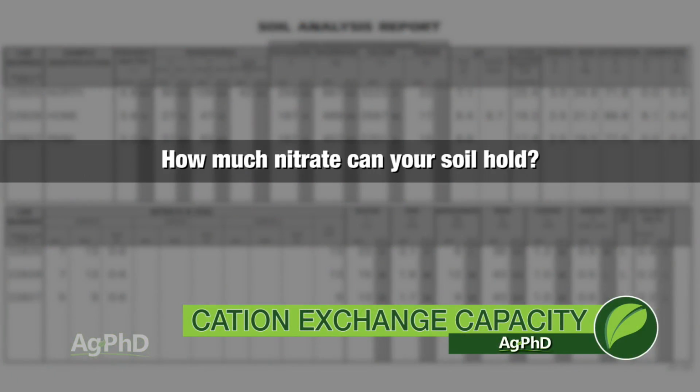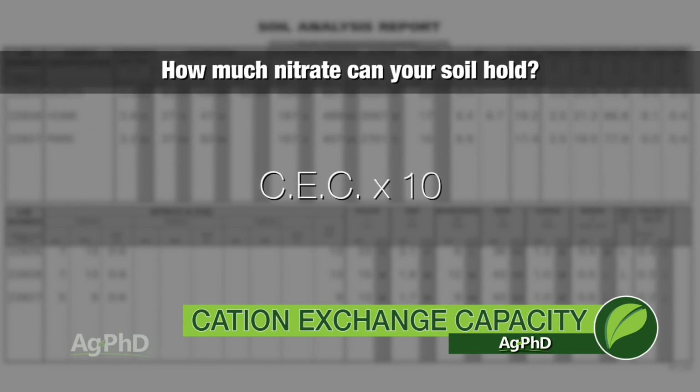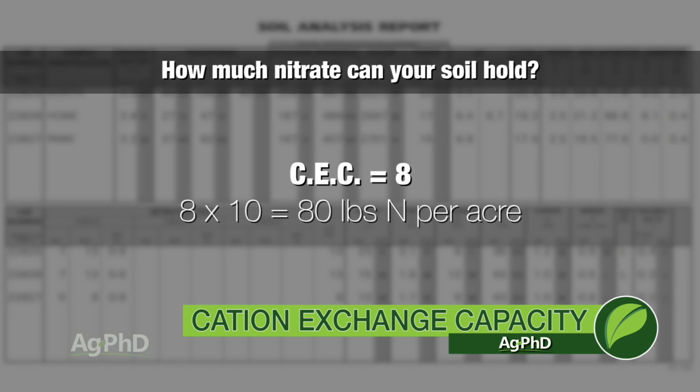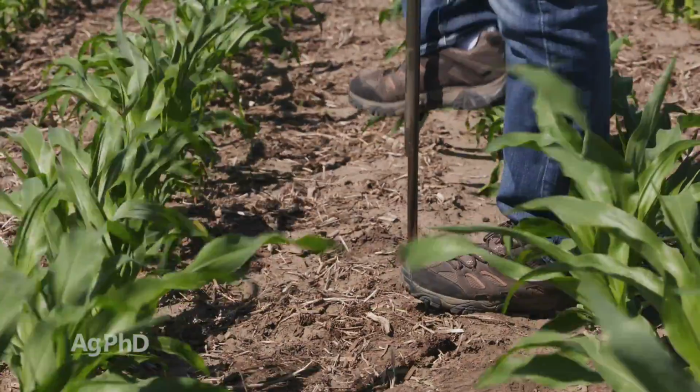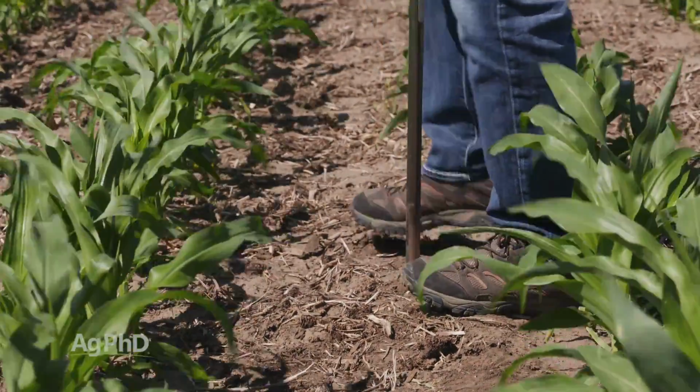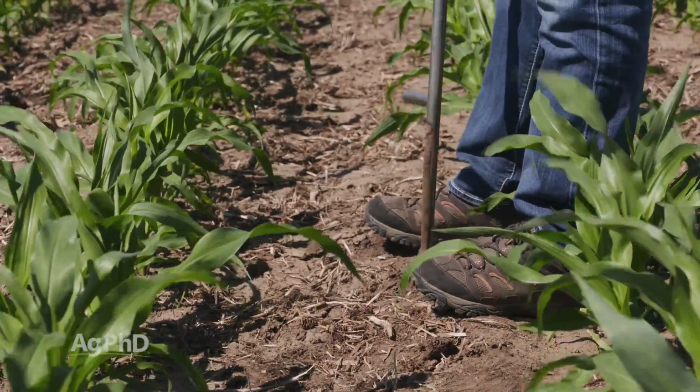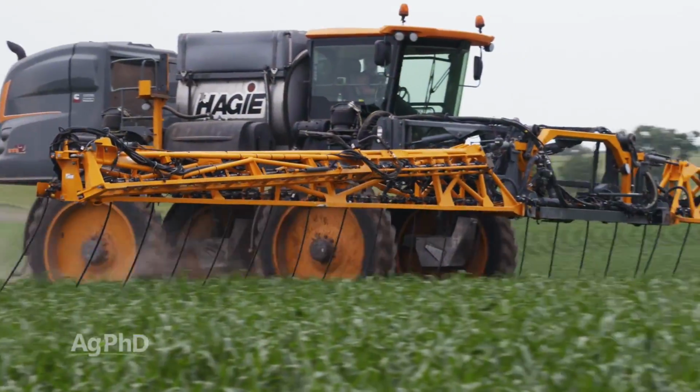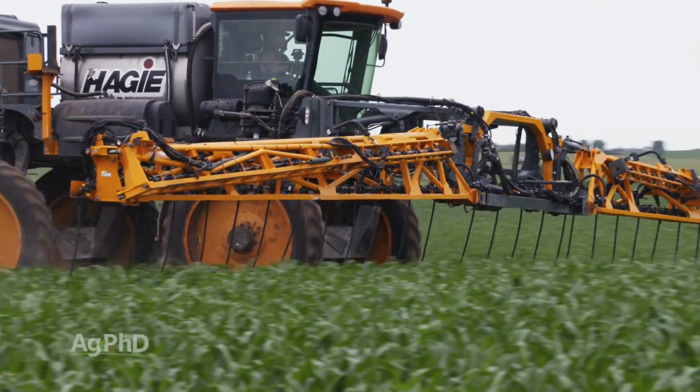Darren mentioned nitrate, and that's the one that I really want you to focus on. Take your cation exchange capacity times 10, and that'll give you a rough idea of how much nitrogen your soil can hold at any one time. So let's just say, for example, that your cation exchange capacity is 8. 8 times 10 is 80 pounds of nitrogen you can hold. If you do your soil test and you find out you already have 20 pounds there, that means that we are going to tell you, I probably wouldn't put any more than 60 pounds out there at any one time right now.